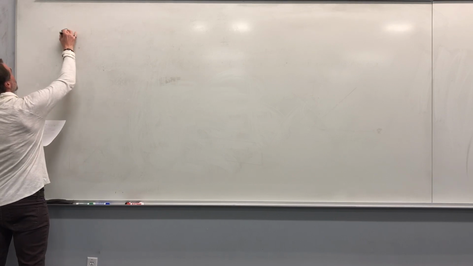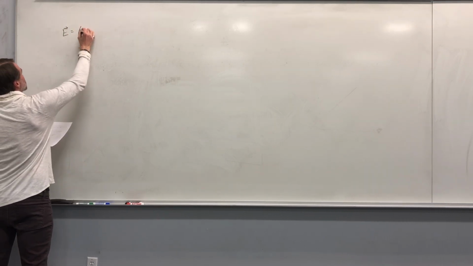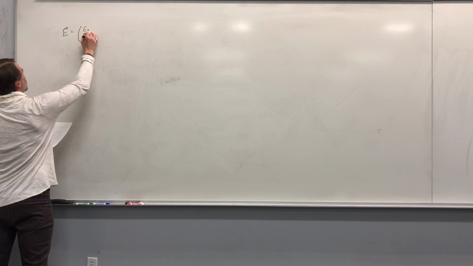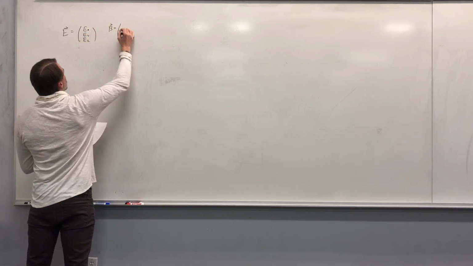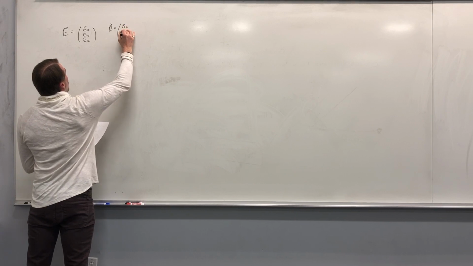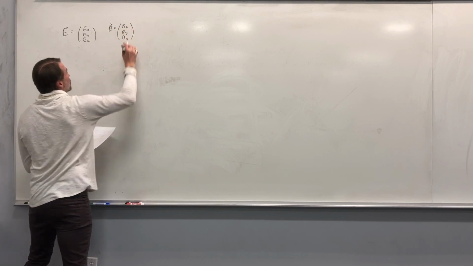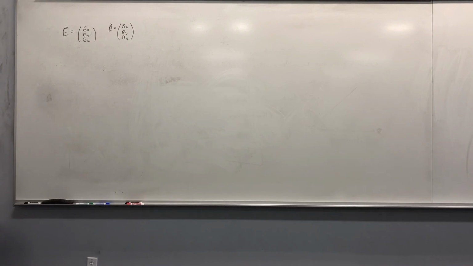So an interesting question is, the electric field has EX, EY, and EZ components. The magnetic field has x, y, and z components. What are those going to look like in 4 dimensions?